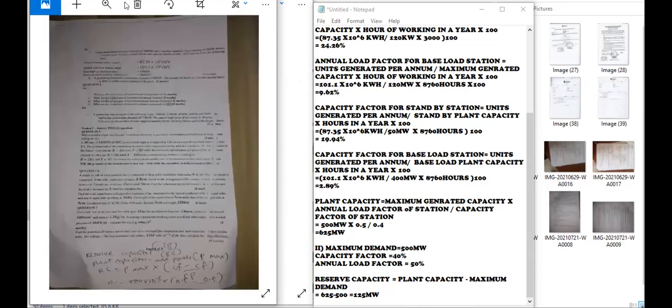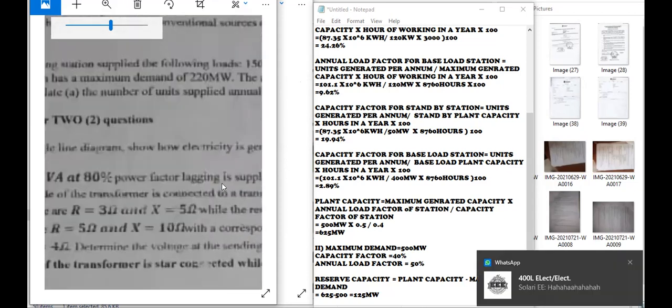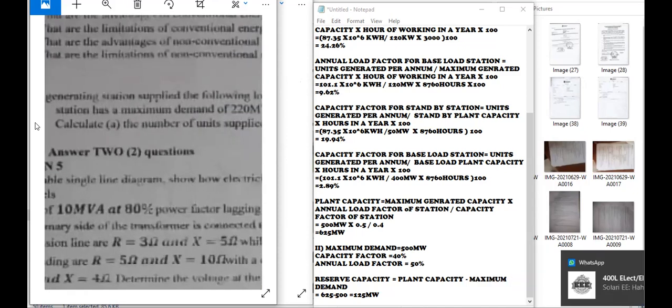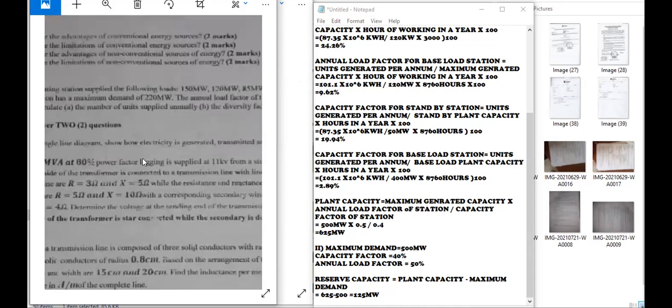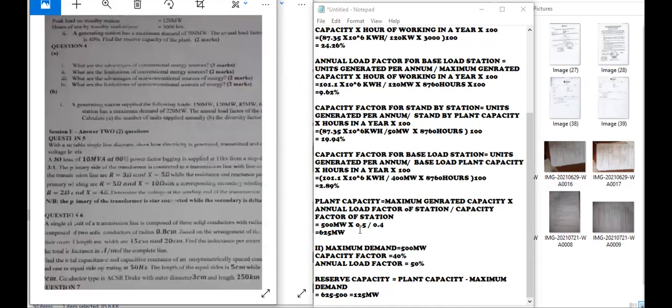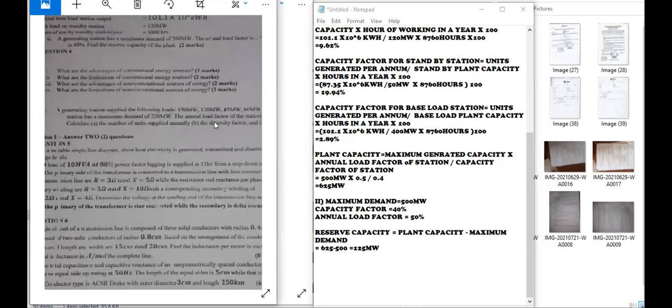It's cheaper to maintain. Now, let me enlarge this one so I see what we are doing. The last question, the B part, is a generating station supplied before. Okay, we have done this. Okay, we have not done it too. This was another question again. Another calculation. Okay, this is a generating station supplied the following load.